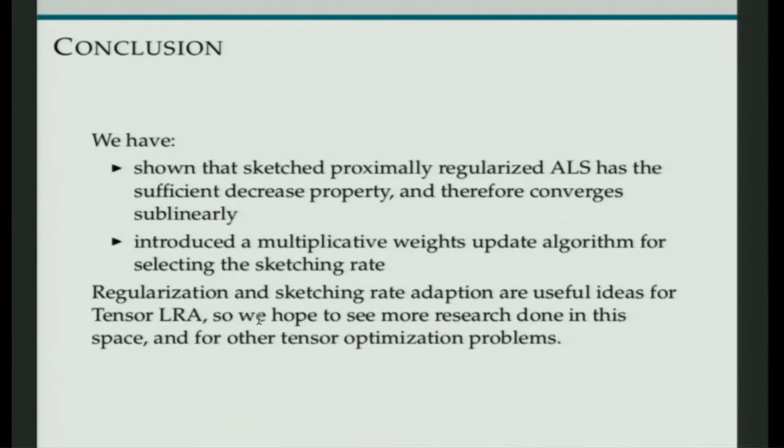Okay, so in conclusion, we showed that a sketched proximally regularized ALS scheme has this sufficient decrease property, and therefore it converges sublinearly. And we introduced a particular way of selecting this sketching rate to help ameliorate the problem of hyperparameter selection. But the overall idea here is that regularization and sketching rate adaptation are just useful ideas, so it would be good to see that space explored more, both for low-rank approximation and for other tensor optimization problems.